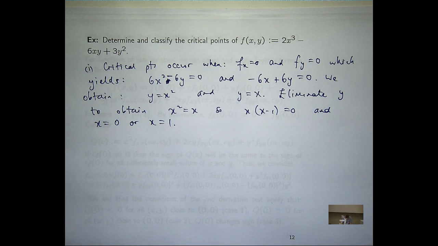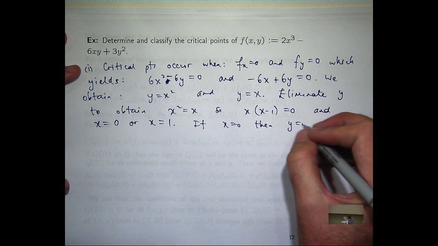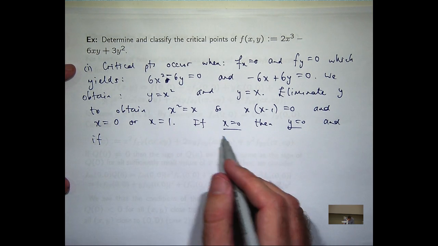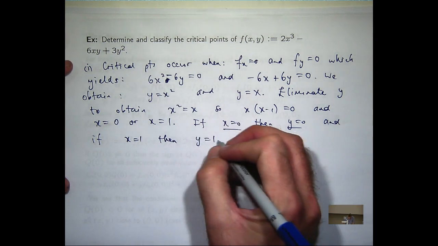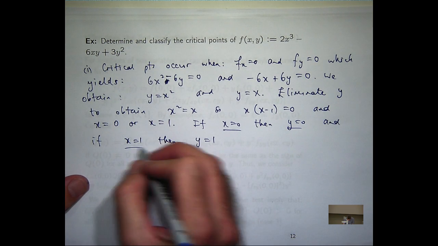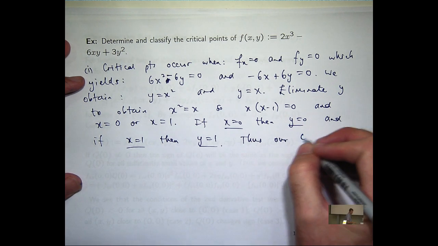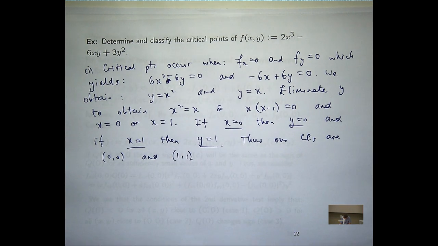Okay, so now all I have to do is put x equals 0 back into one of these equations to get the corresponding y component. Put x equals 1 back into the equations and get the corresponding y value. So that's our first critical point. If x equals 1, I'll get y equals 1. Okay? So our critical points are going to be 0, 0, and 1, 1.